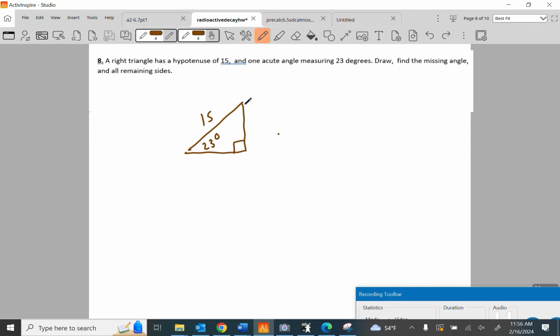Let's see, I have hypotenuse 15, one angle 23 degrees. I'm going to go through by finding missing sides. This is the opposite side, opposite of 23 degrees. I'll label this one y. This is the adjacent side. I'm going to start solving for x. If I'm looking at x, I have opposite and hypotenuse.